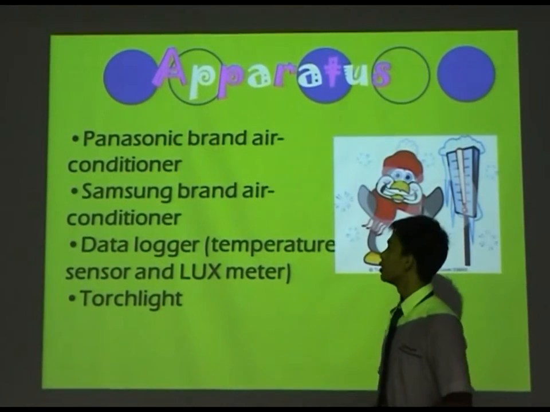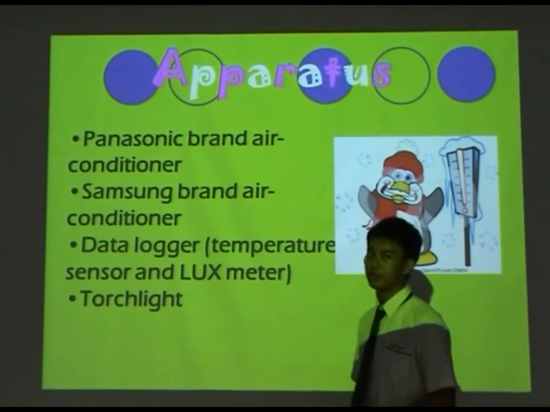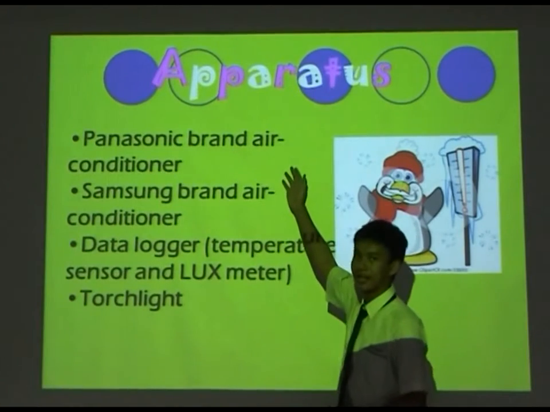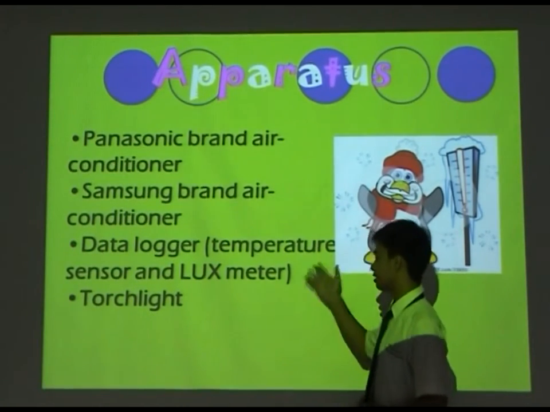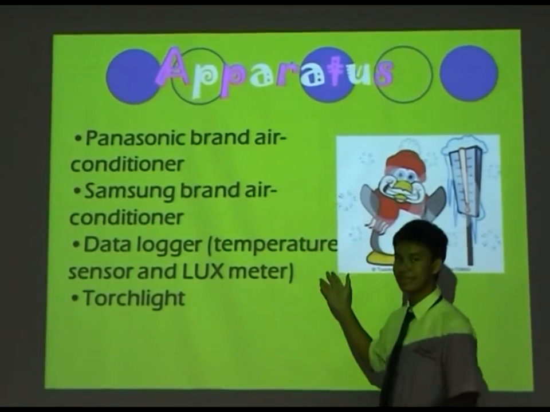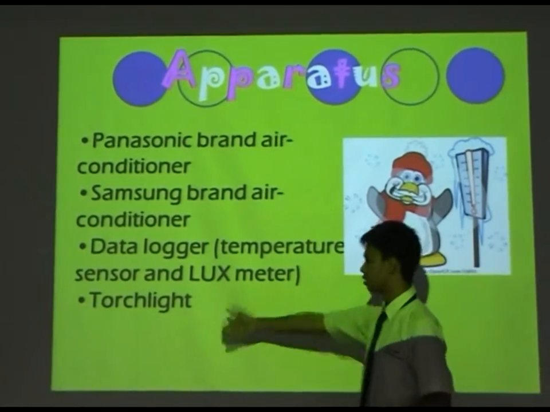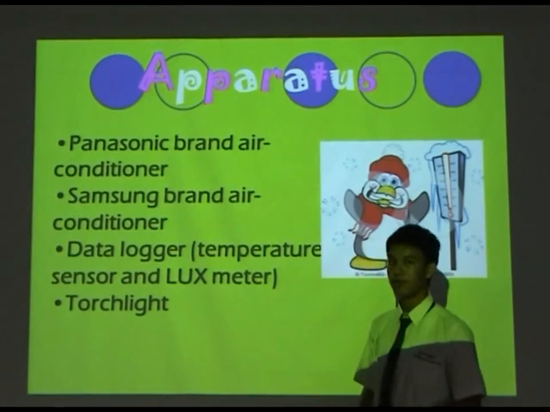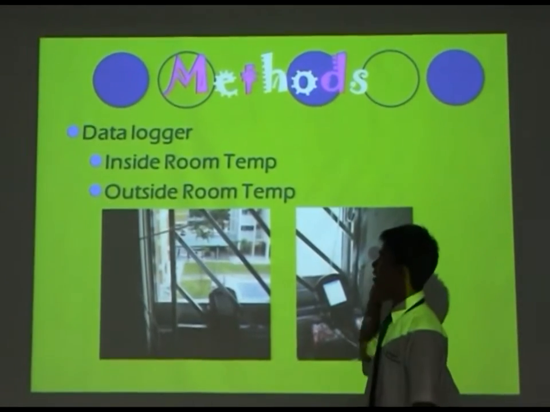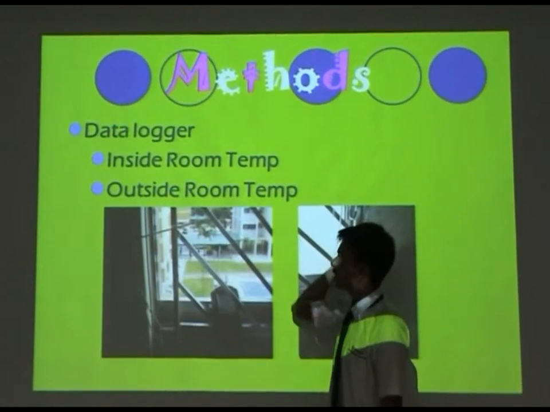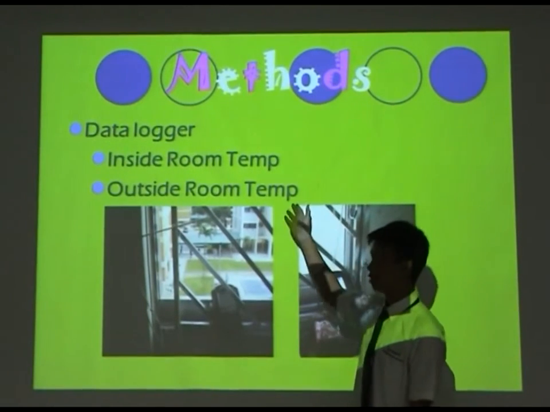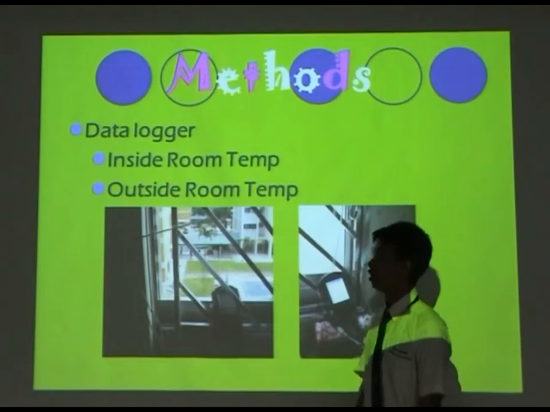In the experiment, we used two different brands of air conditioner, mainly the Panasonic brand air conditioner and the Samsung brand air conditioner. We also used a data logger which consists of a temperature sensor and lux meter. We also used a torchlight in our experiment. We placed a data logger inside the room to measure the inside room temperature, and we placed another data logger outside the room to measure the outside room temperature.